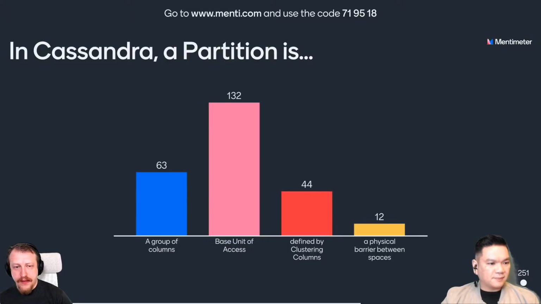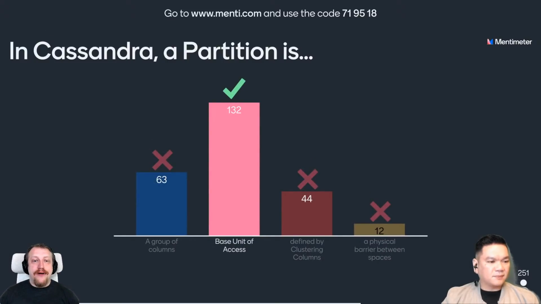And the correct answer: partition is the base unit of access. Partition is not a group of columns, and partition is not defined by clustering columns. Clustering columns are defined by the primary key, but the partition is defined by the partition key. And the partition is the base unit of access. You always have to think of it as the base unit of access. And it's not a group of columns, it's a group of rows.